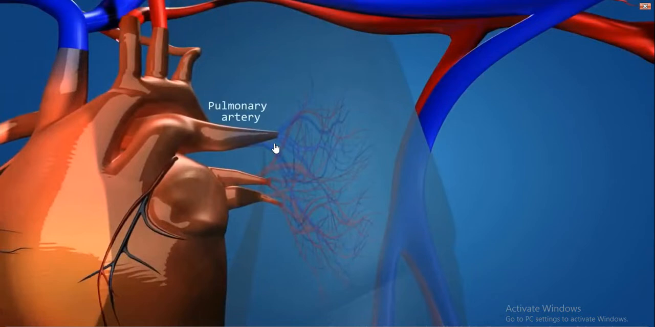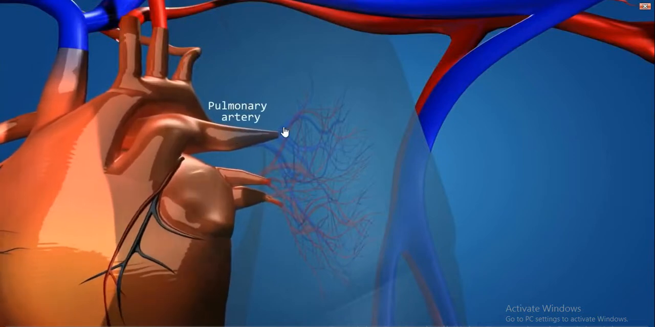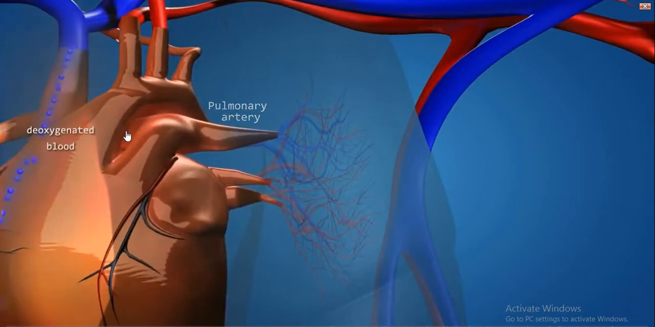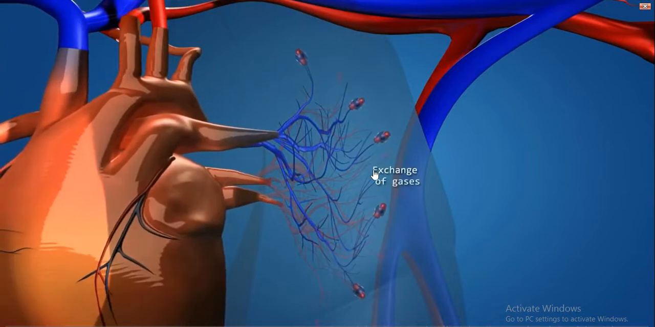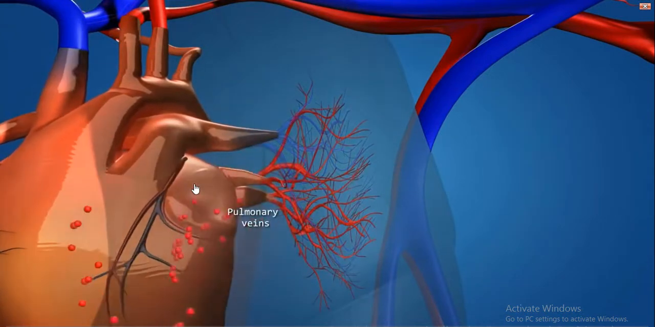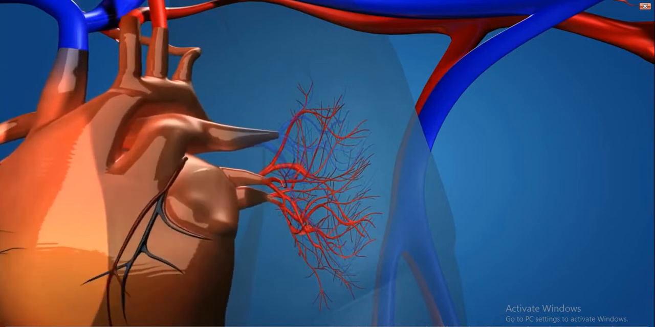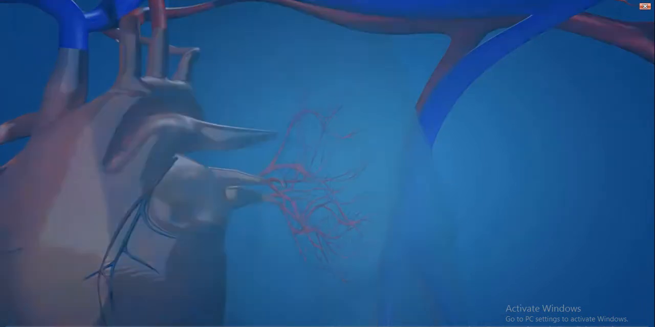Then now we can identify the blood circulation that occurs in the lungs. The pulmonary artery transports deoxygenated blood to the lungs. In the lungs, gas exchange occurs. After that, oxygenated blood comes to the heart by these pulmonary veins. You can see this in the diagram. Then this is the action of gas exchange.